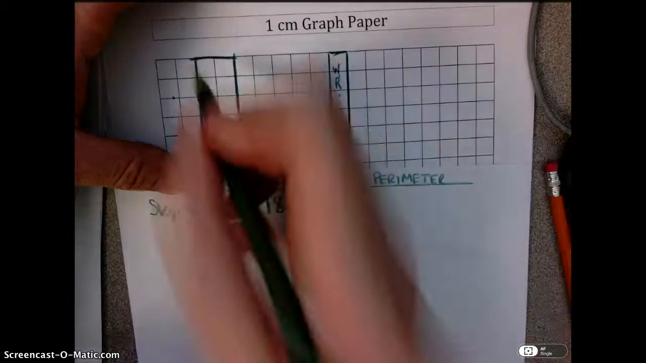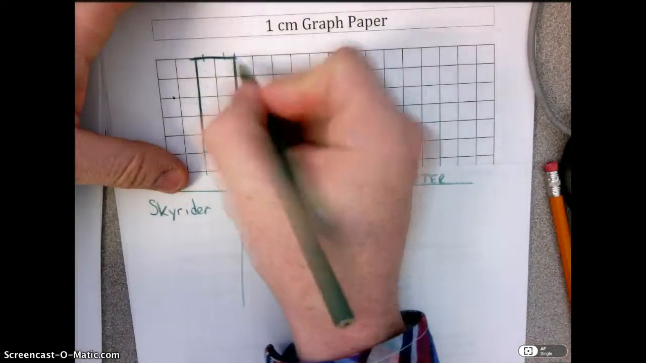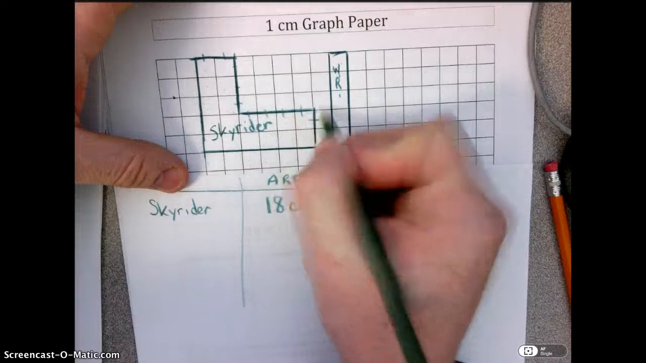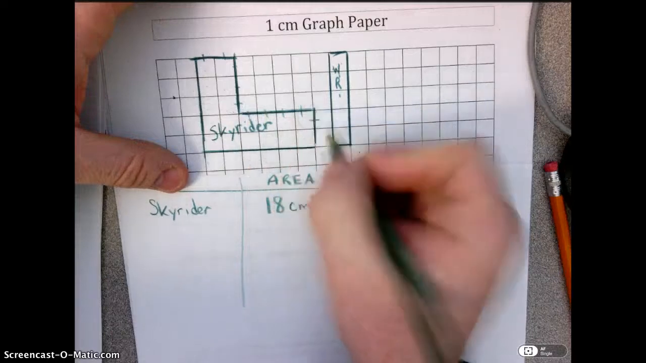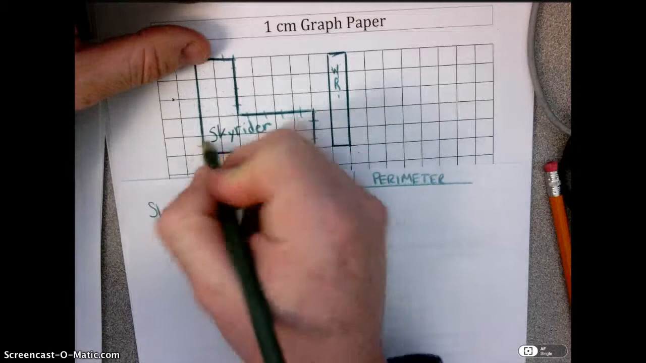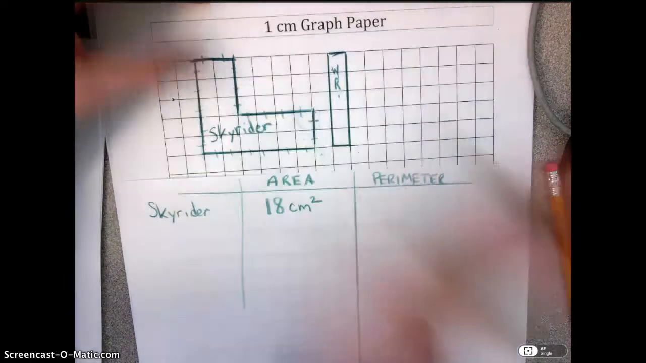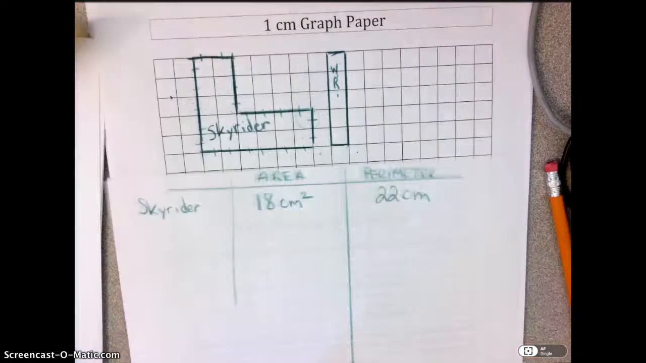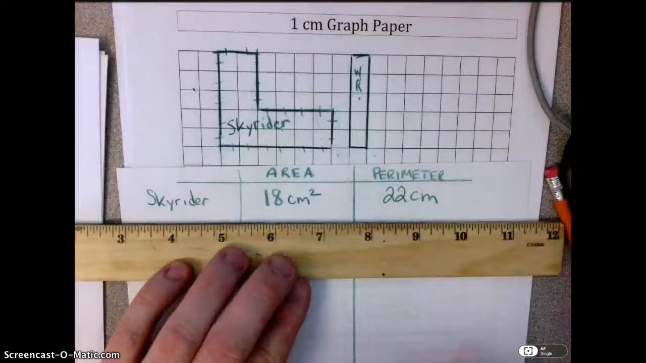Now the perimeter, we're going to count around the outside. 2, 3, 4, 5, 6, 7, 8, 9, 10. And it's important to remember that we count both sides on the corners. 11, 12, 13, 14, 15, 16, 17, 18, 19, 20, 21, 22. My perimeter is 22 centimeters. So I draw my line there.